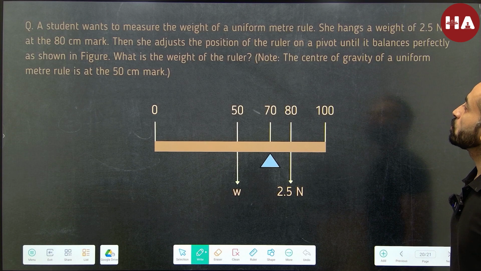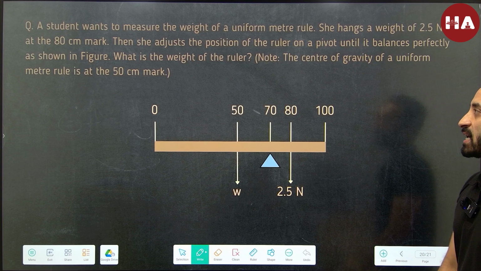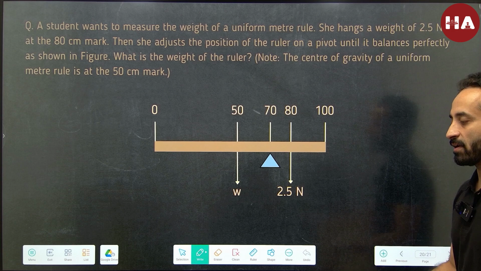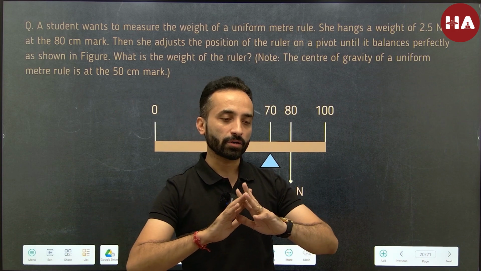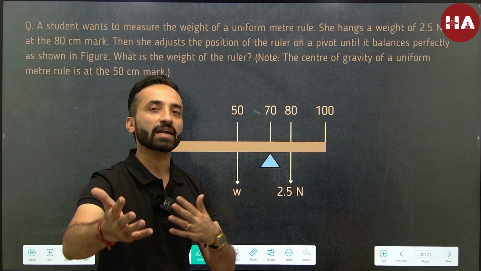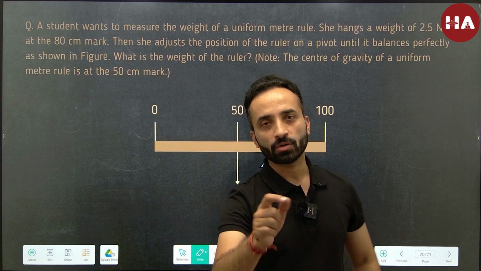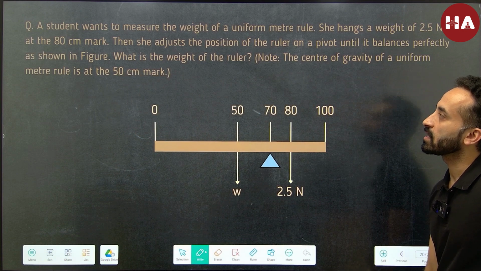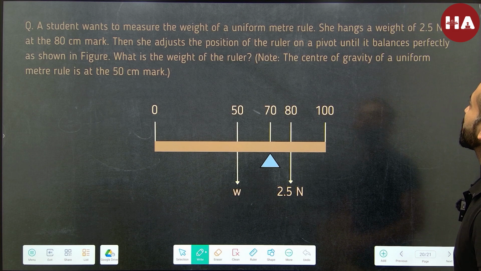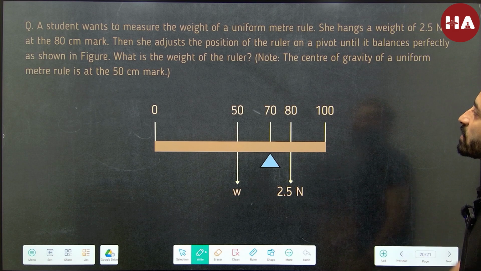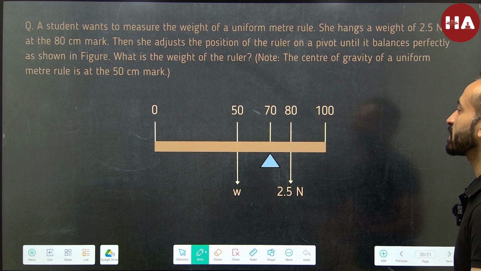Okay, so I have taken one last example here, and then I will almost be finishing off the entire unit of forces, and then start with the previous year questions. So last question for this particular class. A student wants to measure the weight of a uniform meter rule. She hangs a weight of 2.5 Newton as we can see. Then she adjusts the position of the ruler on a pivot until it balances perfectly as shown.